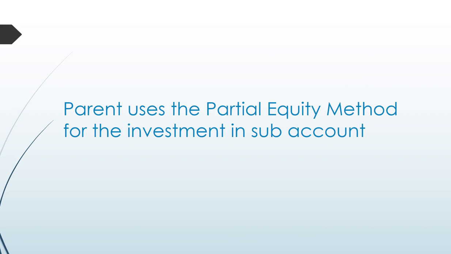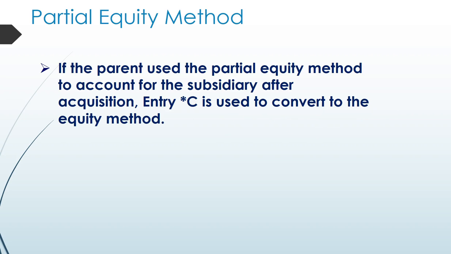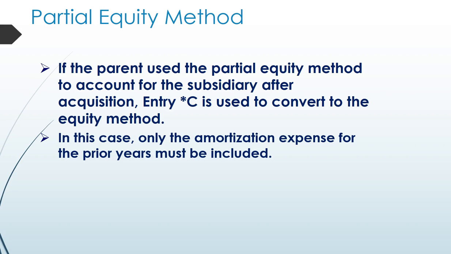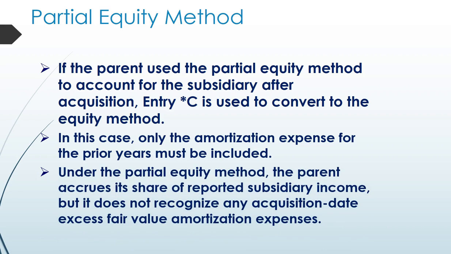Now, what would happen if we had been using the partial equity method? Well, we know that with the partial equity method, the only thing that we're not recording is the amortization. So if the parent uses the partial equity method to account for the subsidiary after acquisition, entry C is used to convert to the equity method. In this case, again, only the amortization expense for the prior years must be included. Under the partial equity method, the parent accrues its share of reported subsidiary income, but it does not recognize any acquisition date excess fair value amortization.